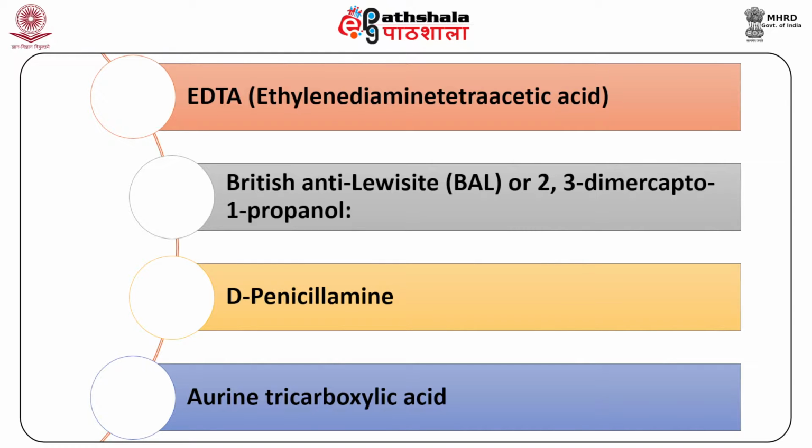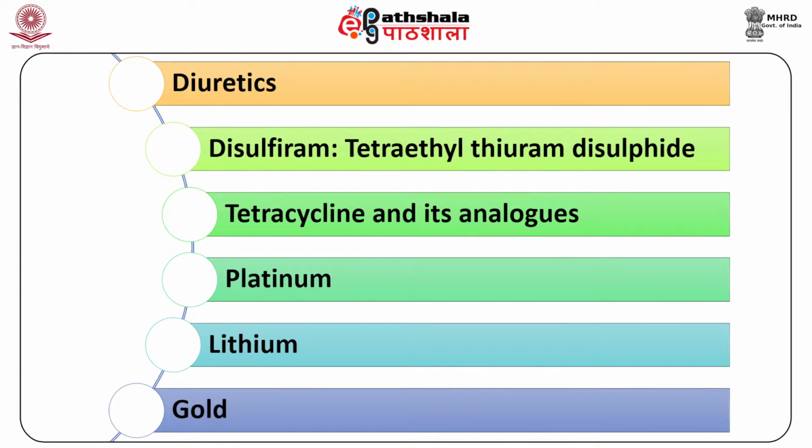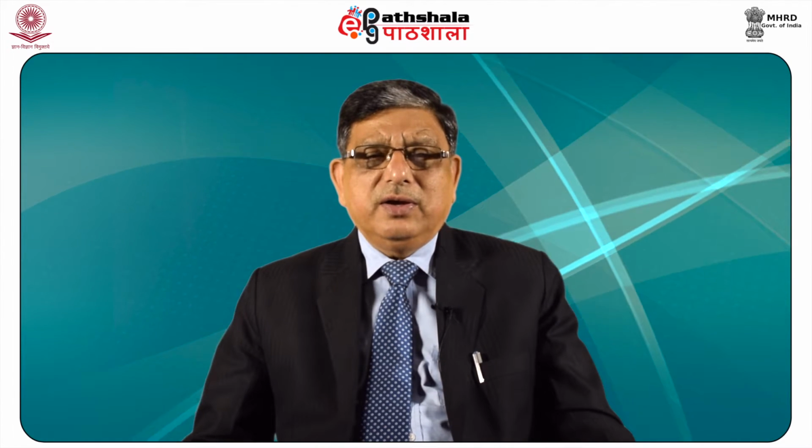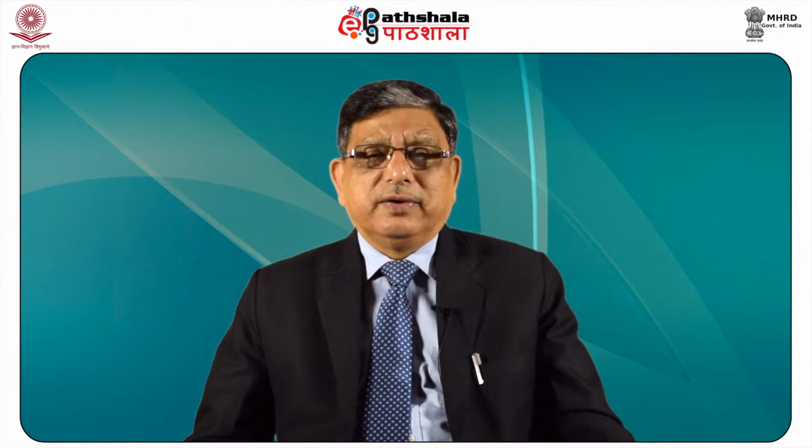British anti-lewisite, abbreviated as BAL, D-penicillamine, ornithine tricarboxylic acid, diuretics, disulfiram like tetraethyl thiuram disulfide, tetracycline and its analogues, platinum, lithium, gold. Let us study about each of them in detail.